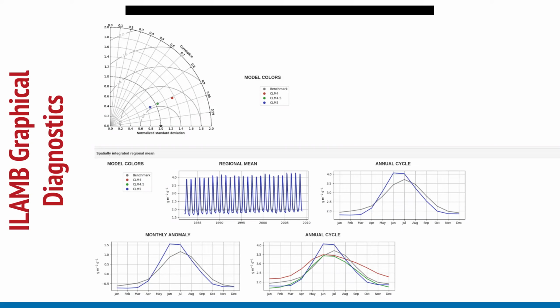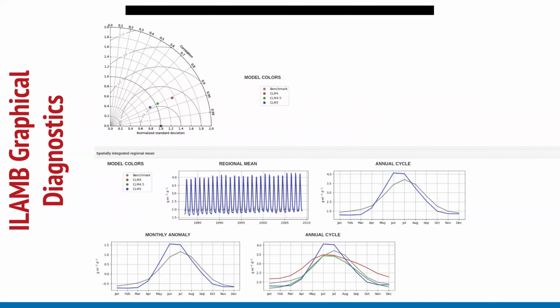But the one closest to the 1.0, that CLM 4.5, is probably slightly better than the other two models for the spatial correlation. And then at the bottom, we can look at the spatially integrated regional mean.